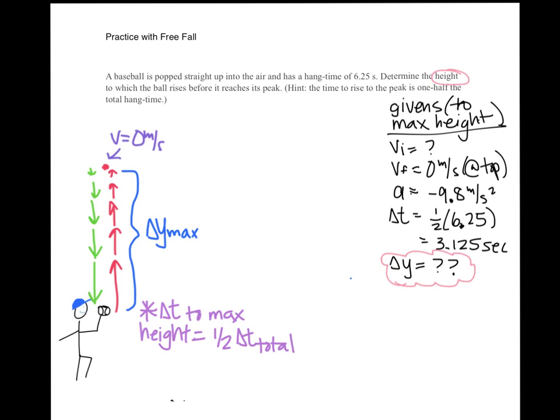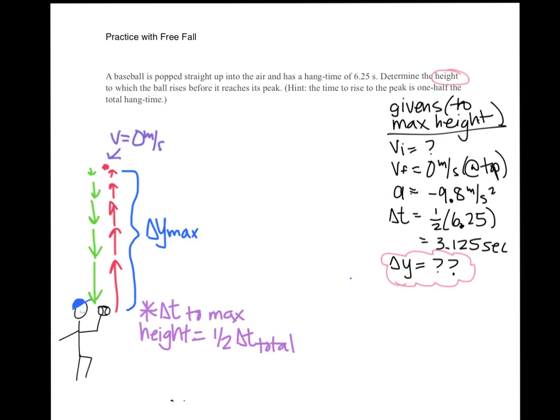And I know that my time to the maximum height is half of the total time, which is this hang time that they give us. So 1/2 of 6.25 is 3.125 seconds. And I'm looking for a change in y, or vertical displacement. And I'm looking for the maximum height.